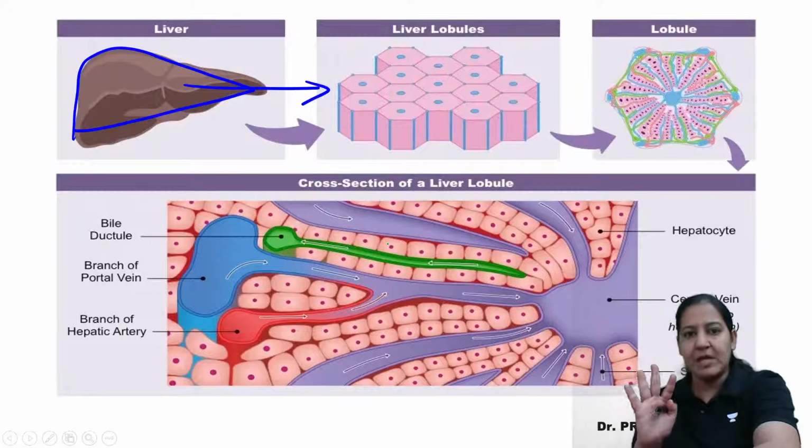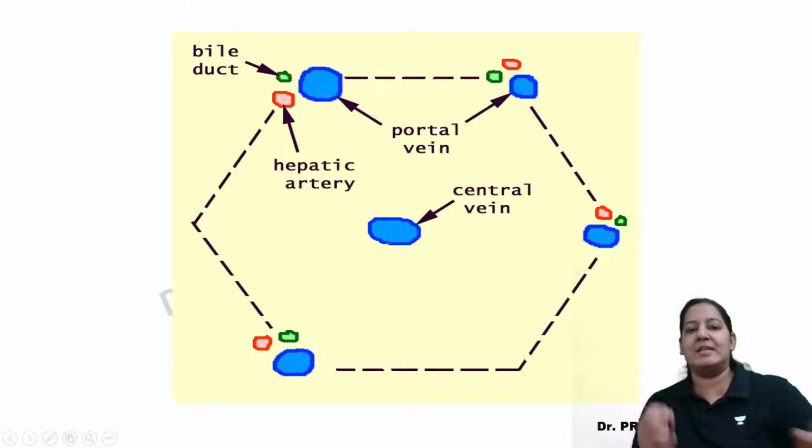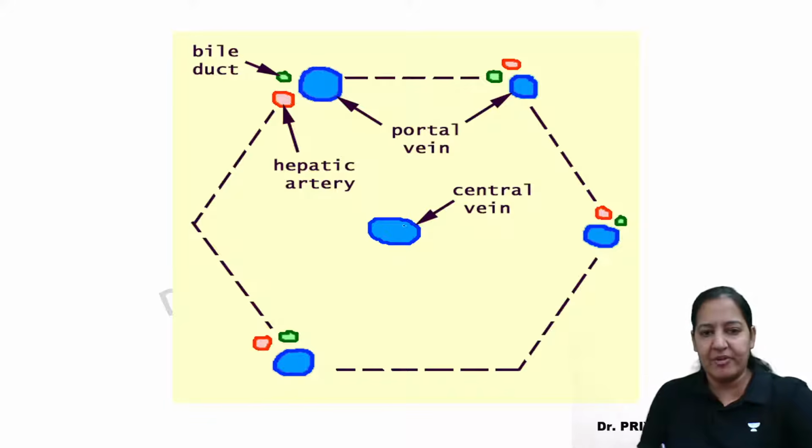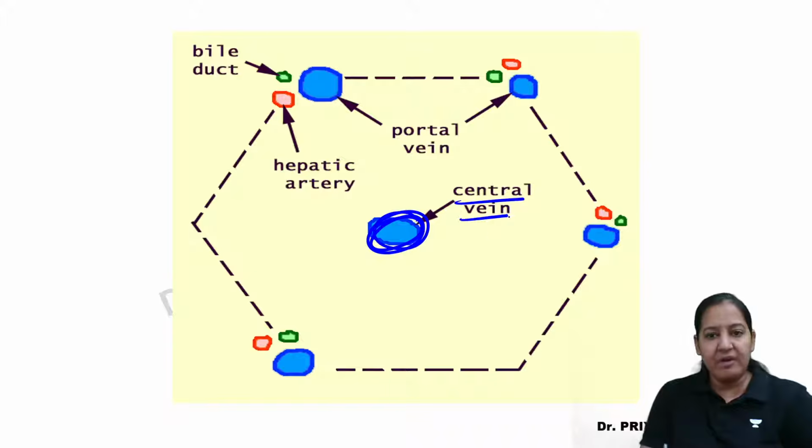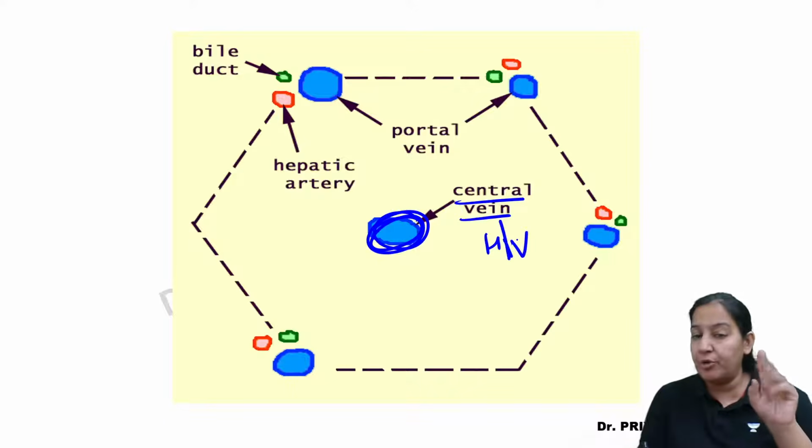You got my point? So you can see the same here. You can see the same here. Can you notice in this diagram, this is the central vein. Central vein is hepatic vein, which was not included in the 3 best friends.